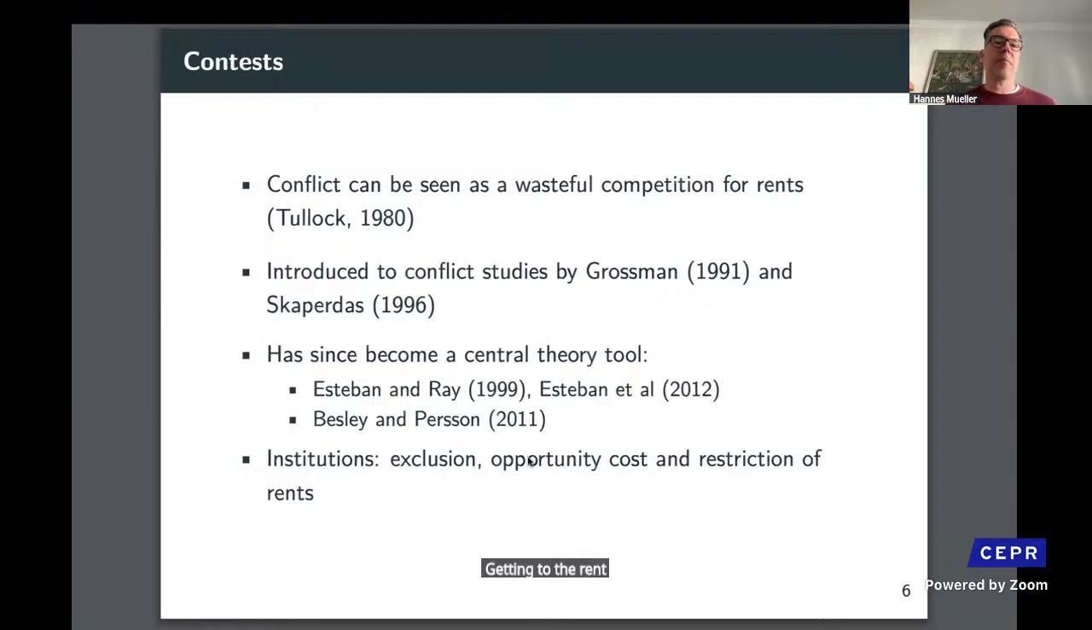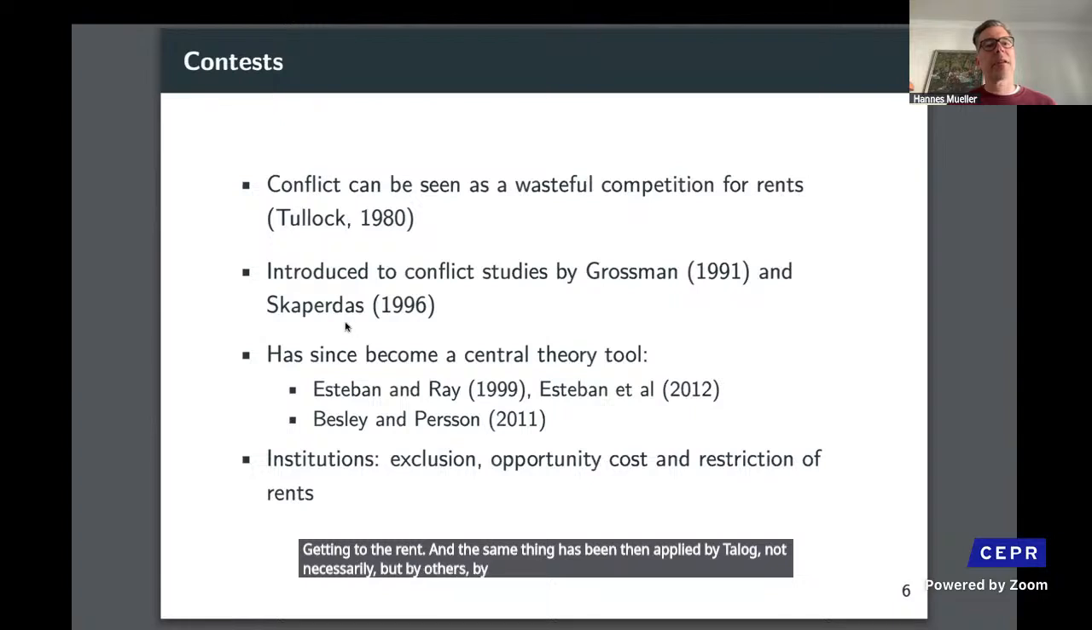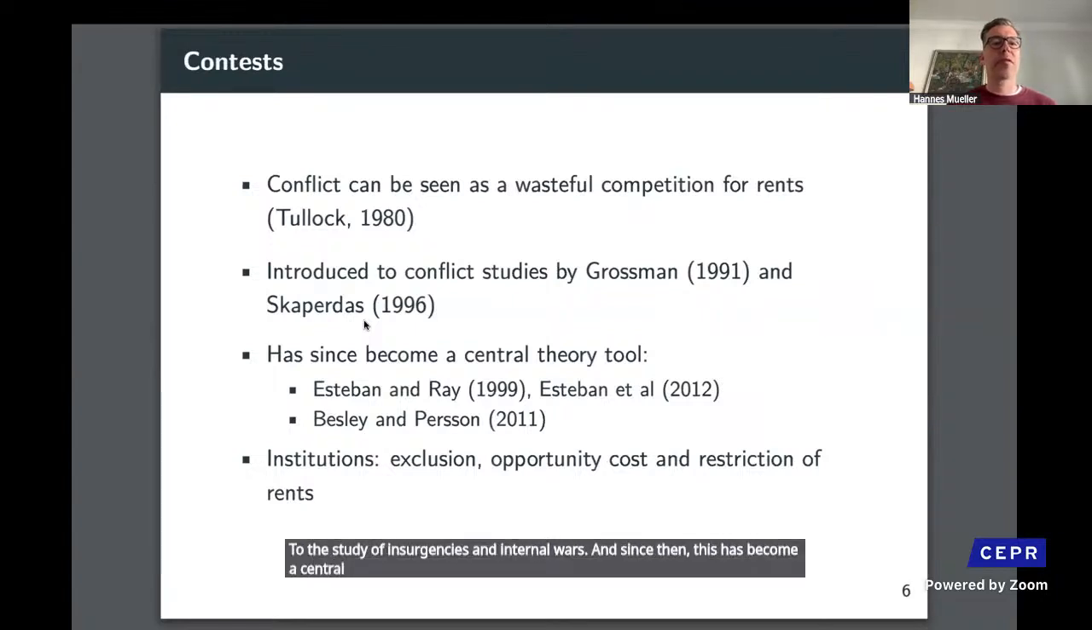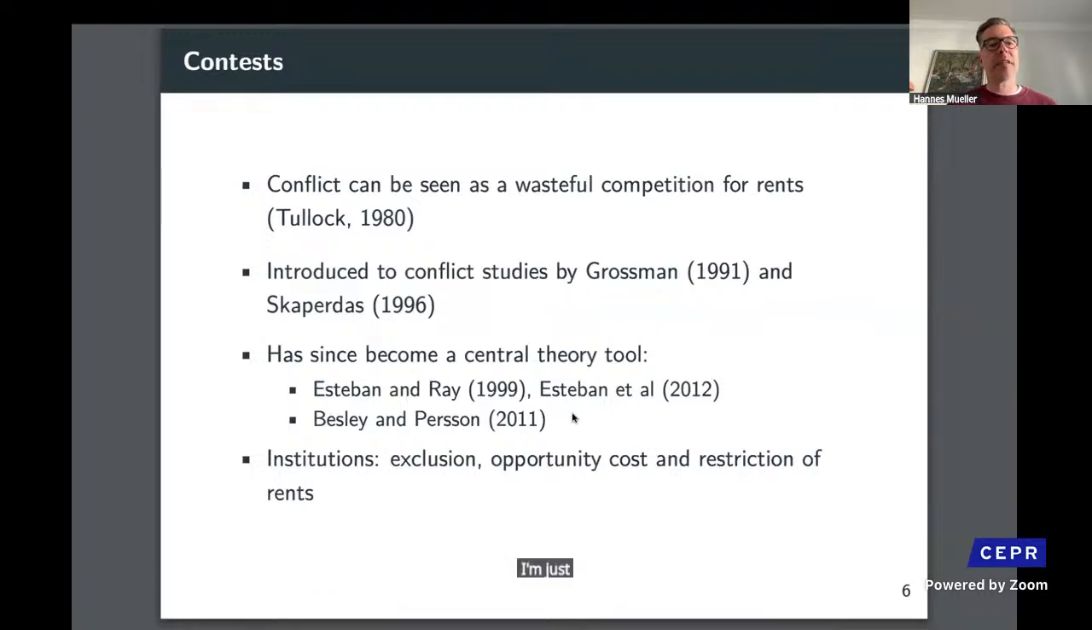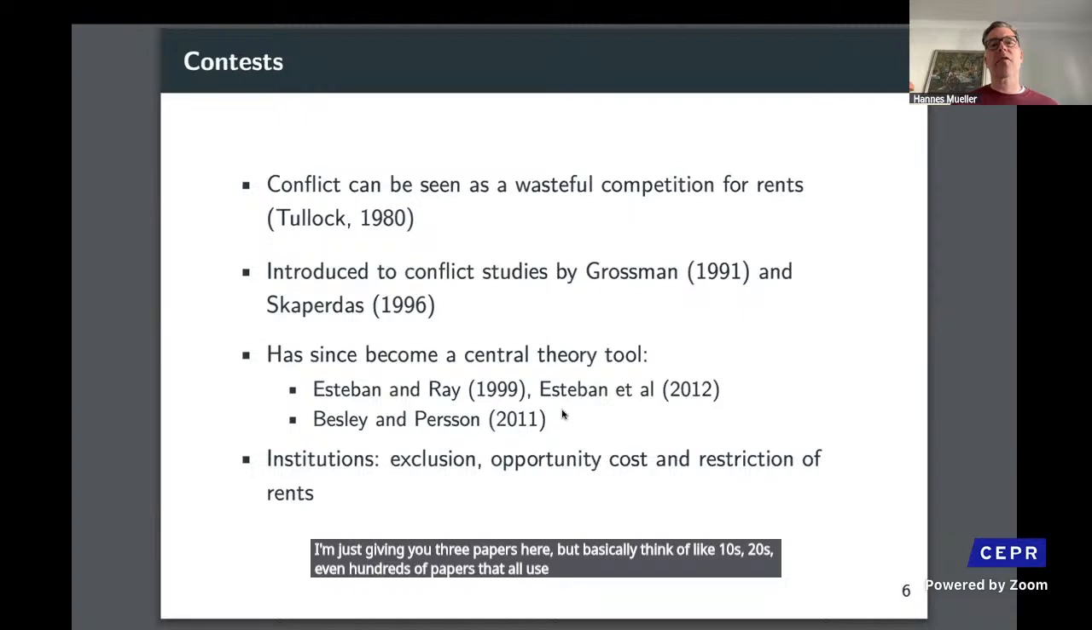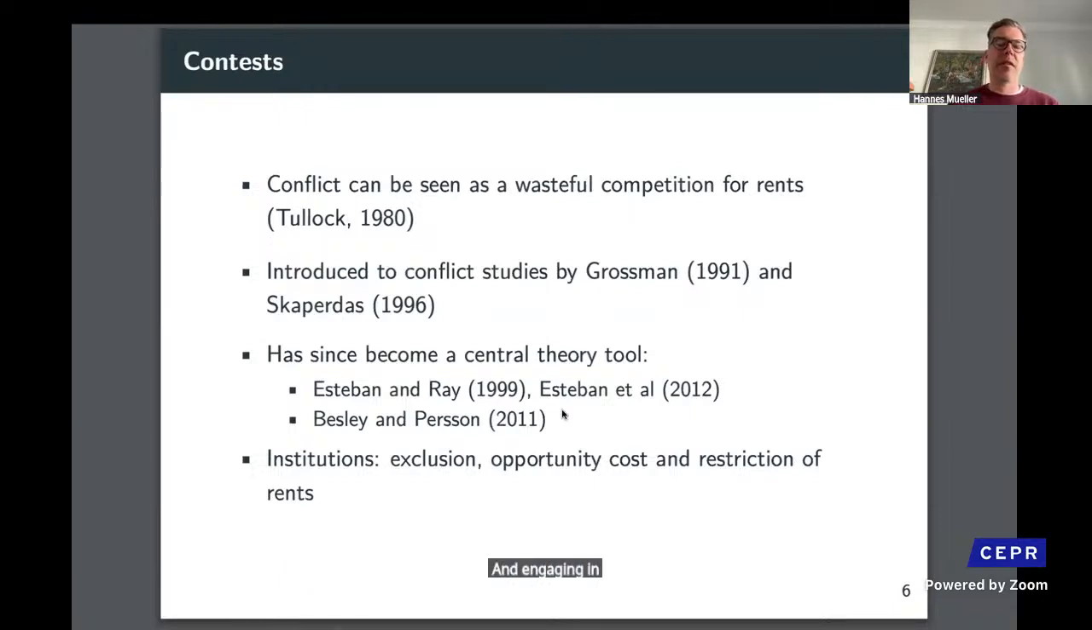And the same thing has then been applied, not by Tullock necessarily, but by others, by Grossman and Skaperdas in the 90s, to the study of insurgencies and internal wars. And since then, this has become a central tool for theory. I'm just giving you three papers here, but think of tens, twenties, even hundreds of papers that all use this logic of people investing to get to rents and engaging in conflict effort as a policy tool.